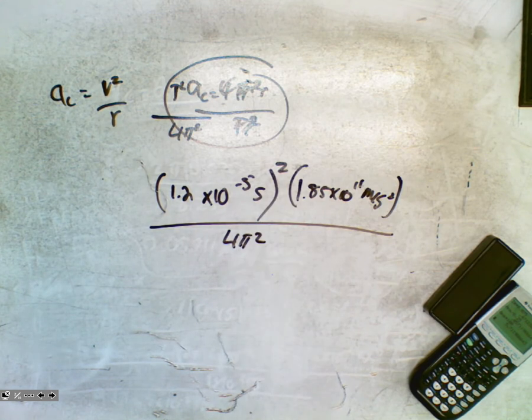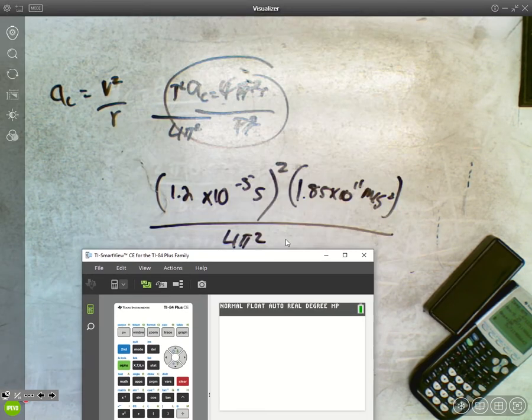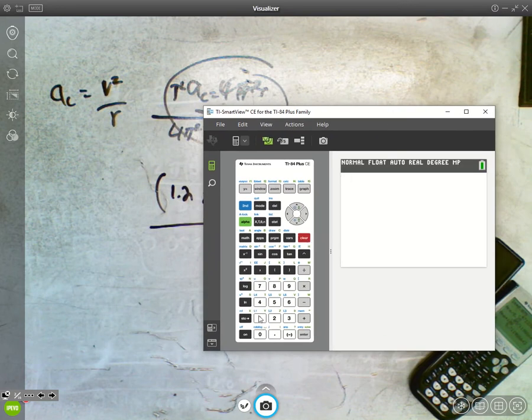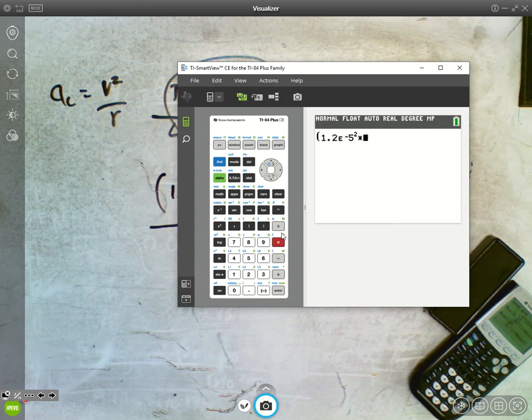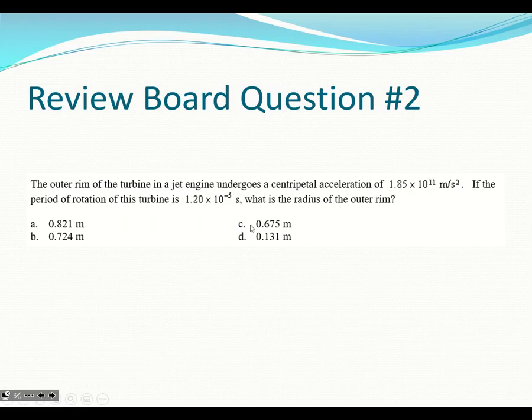When plugging this into your calculator, it's important you put that 4 pi squared in brackets. So it's going to be 1.2 times 10 to the negative 5, and I'm going to square that, so I want to do the squared inside the brackets. Then I multiply that by 1.85 times 10 to the 11, close my bracket, and then I divide it by 4 pi squared. You can just type it all together like that, and the calculator knows what you're doing. So you get 0.675, so you get C as an answer.